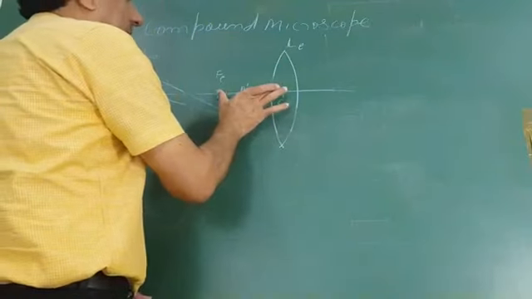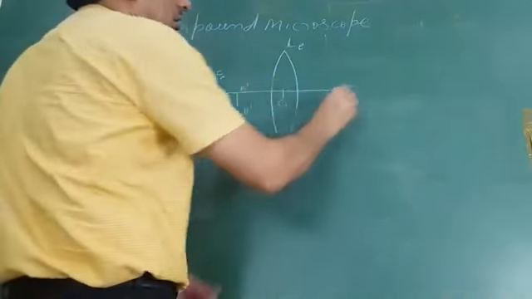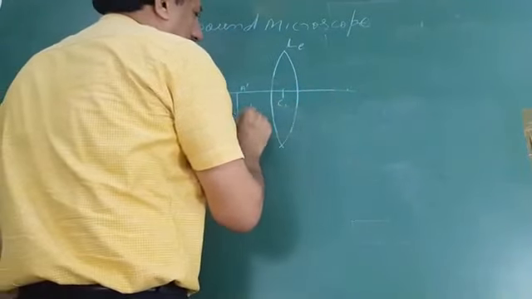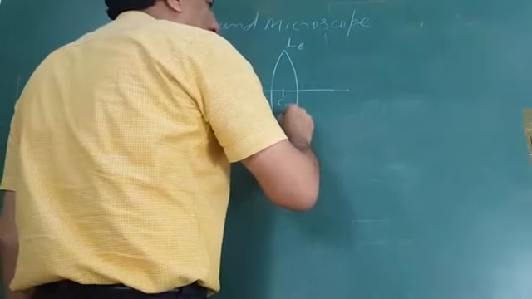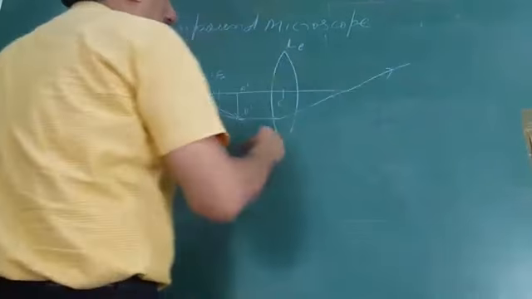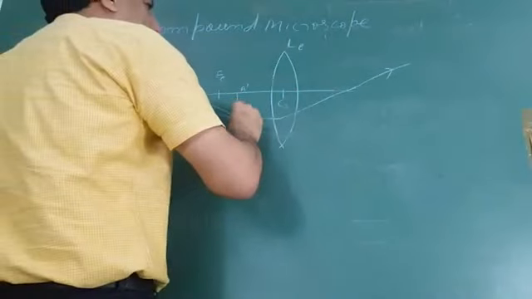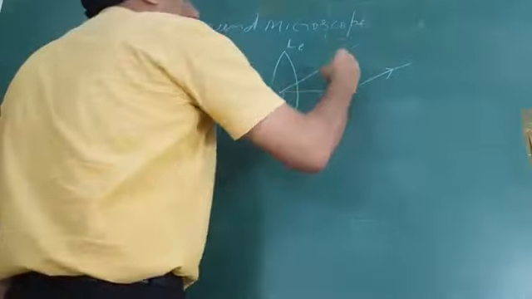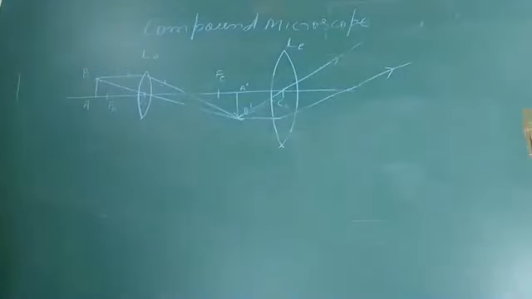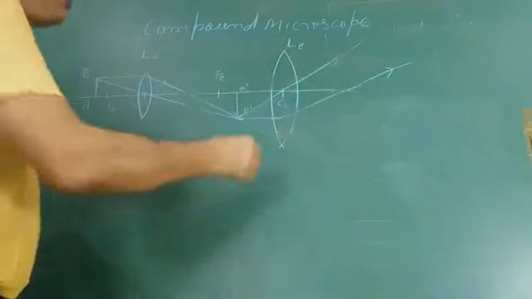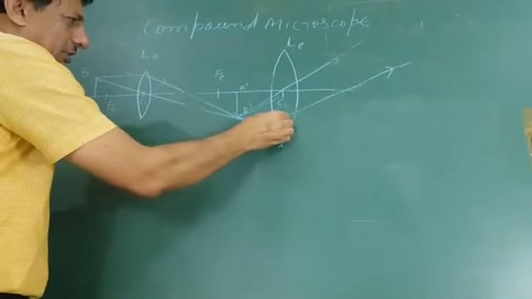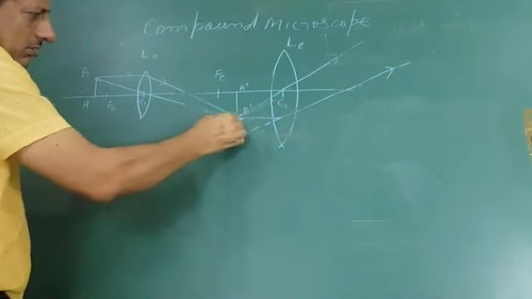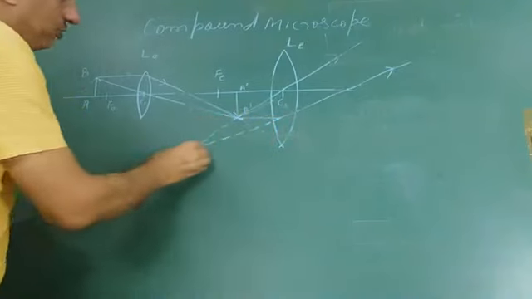So this is the focal length. Now the ray which is parallel to the principal axis will pass through F, and the ray which is passing through the optical center will be undeviated. On this side the distance is increasing, so if I extend these lines, they will appear to meet at this point.